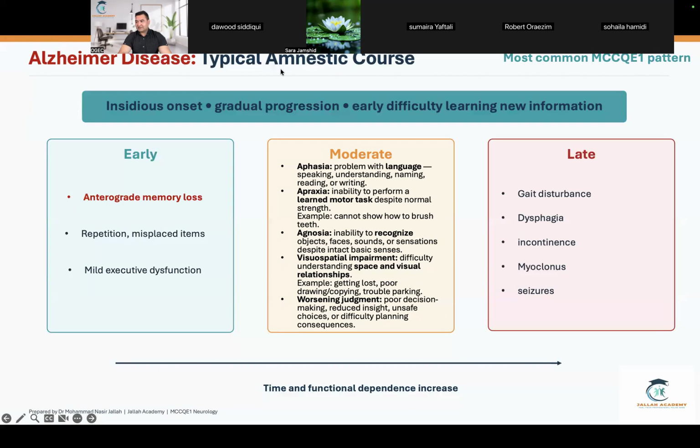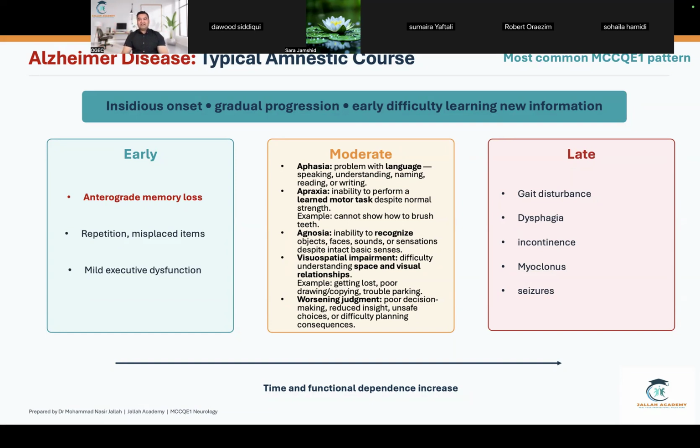Now let's talk about Alzheimer. Alzheimer has a typical amnestic course. First of all, the onset is insidious. Insidious, what does it mean? It means it starts very subtle, very slow, and very quiet, and it keeps on progressing. So this is specific for Alzheimer: insidious onset and gradual progression.